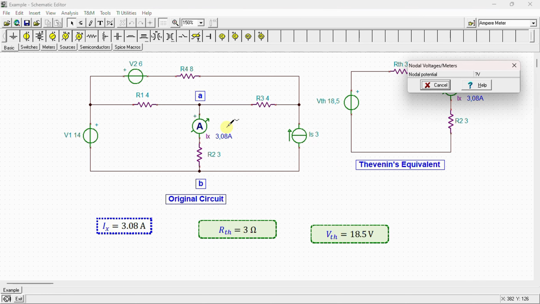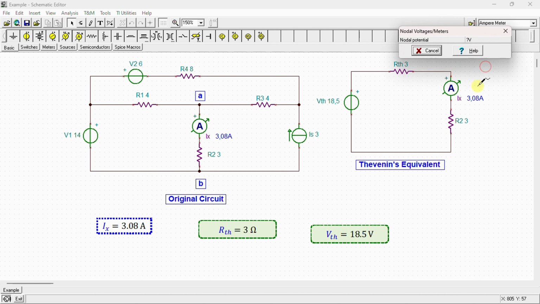We can see here that the current IX through the resistor R2 is equal to 3.08 amps in the original circuit and is equal to 3.08 in the Thevenin's equivalent circuit. From the simulation, it becomes clear that the current IX is the same when using both the original circuit and the Thevenin's equivalent. This similarity validates the correctness of our calculations.